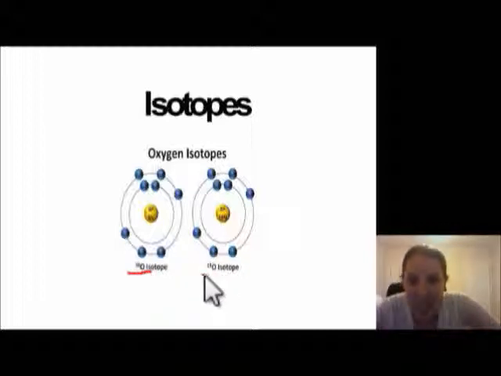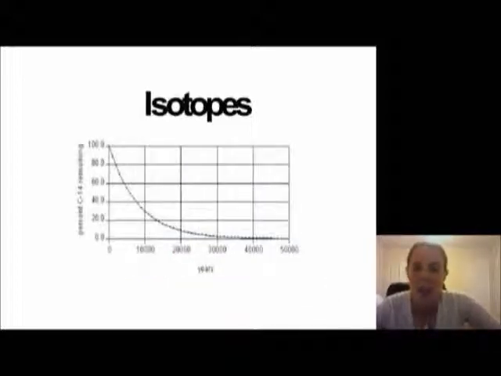But this is oxygen with an atomic mass of 18. So it has 2 extra neutrons. It has 8 protons and 10 neutrons. You might remember from our geology unit that some isotopes are actually radioactive and can help us to date really, really old rocks and fossils.